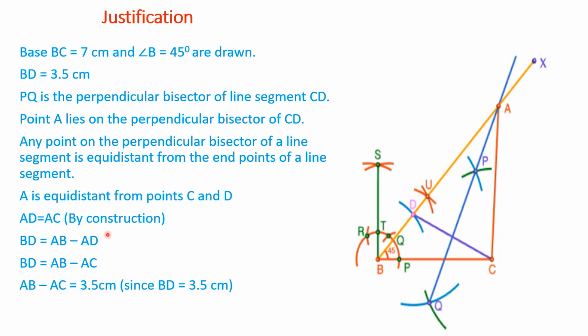And just now we have proved AD equals AC. So put AD equals AC. So BD equals AB minus AC. And how much is BD? It is 3.5 centimeters. So AB minus AC is also 3.5 centimeters. So we have justified that the base is 7, angle B is 45, and AB minus AC, the difference between the two sides, is 3.5 centimeters. So we have justified our construction.